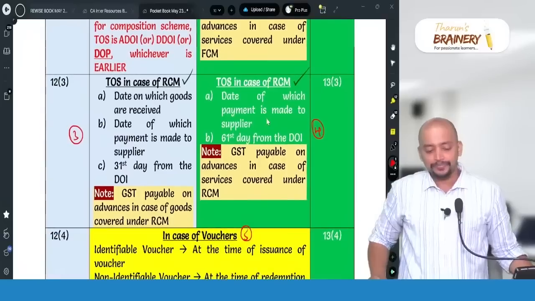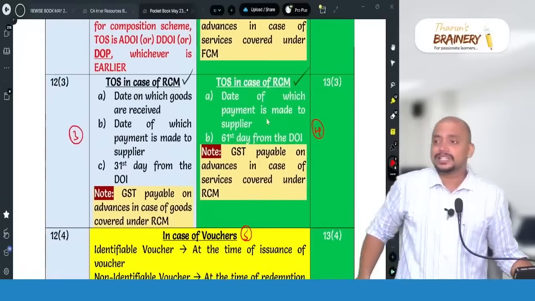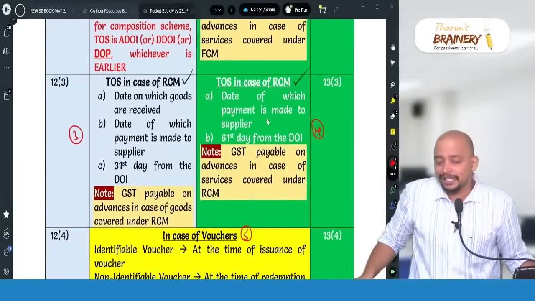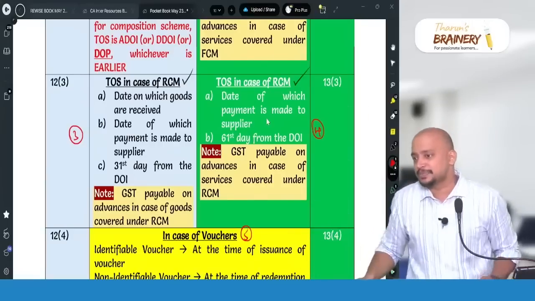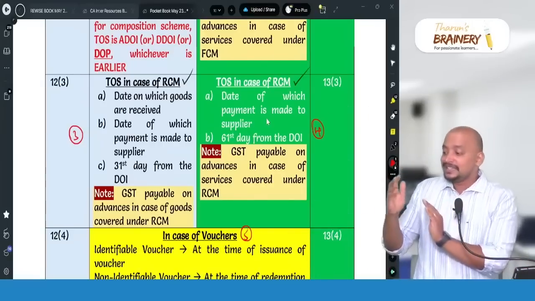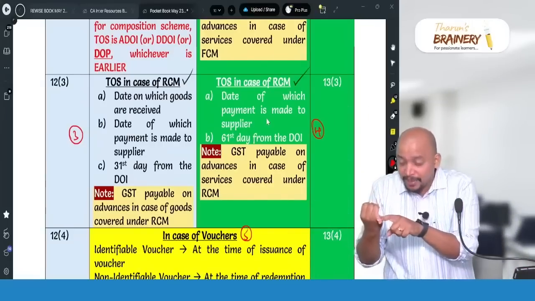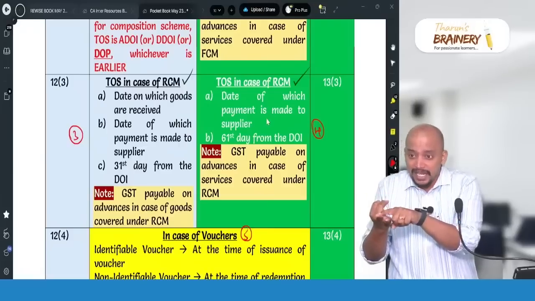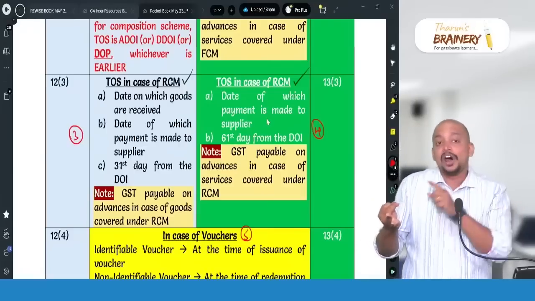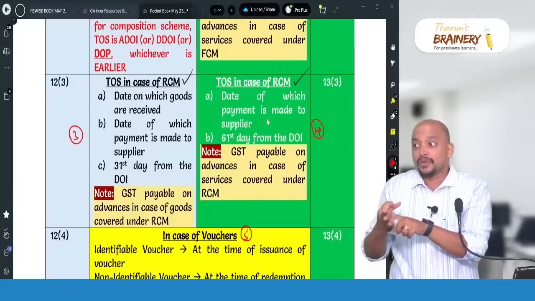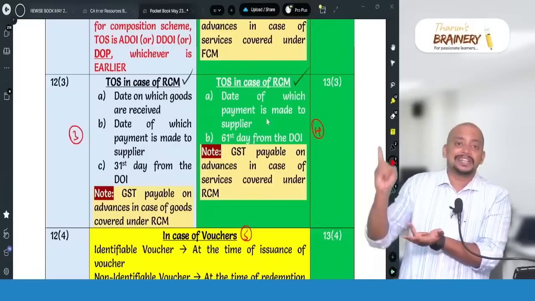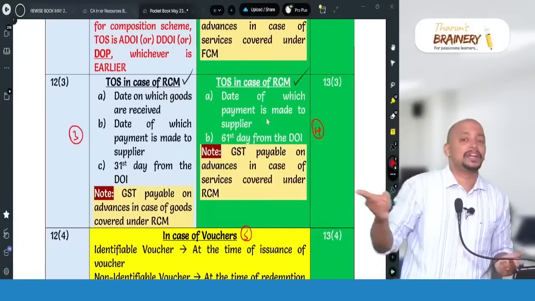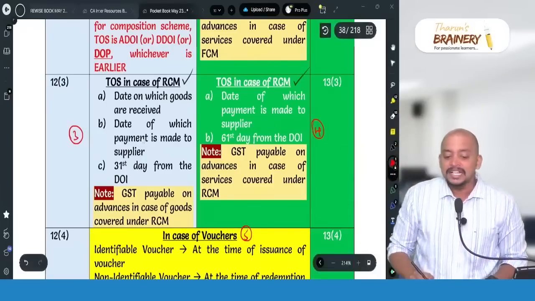So then in case of goods under RCM, we need to determine the time of supply from whose perspective? We need to determine the time of supply from the recipient's perspective. Therefore, we need to see the date on which goods are received by the recipient, the date on which the recipient is making payment to the supplier, or the 31st day from the date of invoice, whichever is earlier will be taken. So the date of receipt of goods by the recipient, the date on which payment is made to the supplier, or the 31st day from the date of invoice, whichever is earlier.